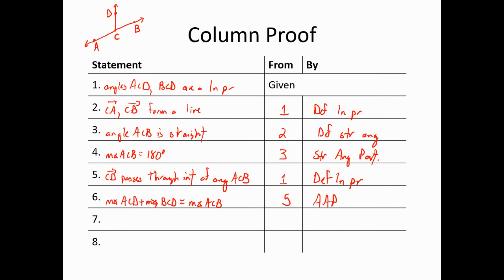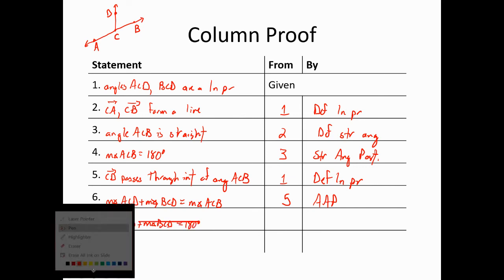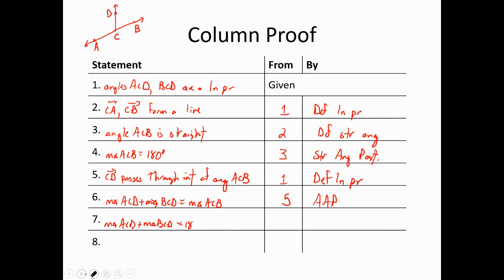Well, what do we know that ACB is? It's 180 degrees, of course. So if ACD plus BCD is ACB, that means that the measure of angle ACD plus the measure of angle BCD is 180 degrees. And that follows from, well, we needed 2 previous lines to make that happen. We needed both lines 4 and 6. And that followed by the transitivity of equality, which we know that we could also call substitution as well.